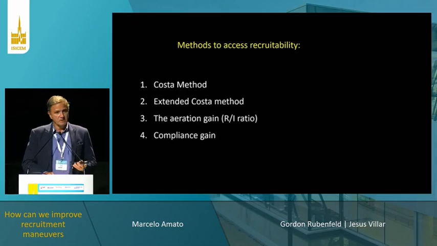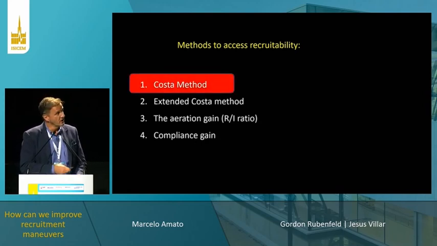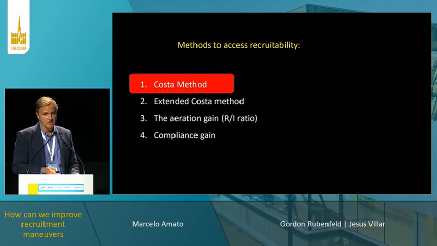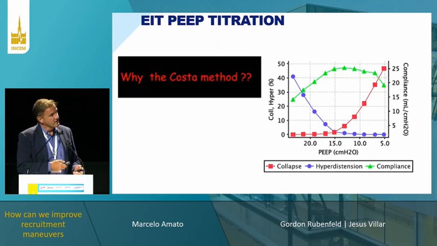So how did we assess the recruitability in this study? I'm going to talk about the Costa method, which is a method that we use most of the time when we use electrical impedance tomography. And multiple brands of EIT now use this method. The Costa method is very nice for two reasons. First, you can clearly identify, let's say, the proposal, it's very clear to detect which should be the, let's say, ideal PEEP.